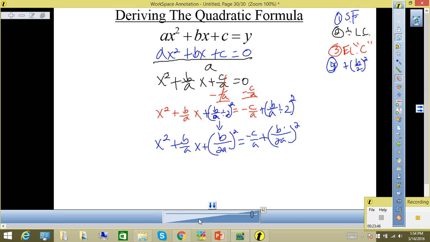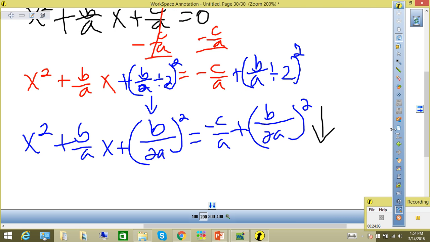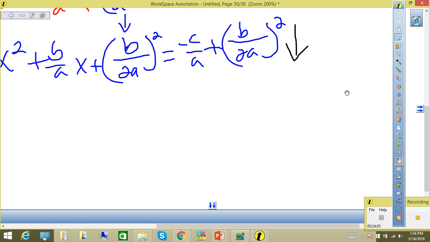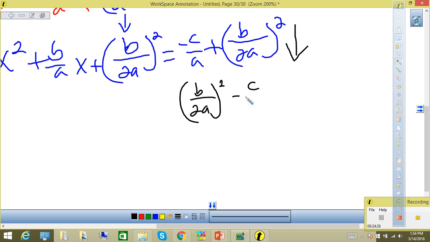So at this point, instead of continuing down, we're going to take a little side step and do something to this side. Help me out. What do I do to this side? Combine it. So what do I write first, though? Close. I write this one first, b over 2a squared minus c over a.